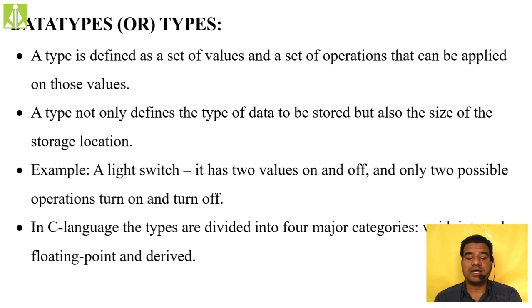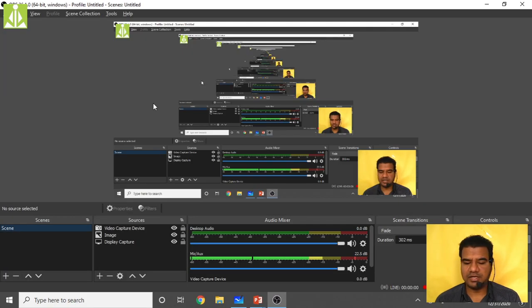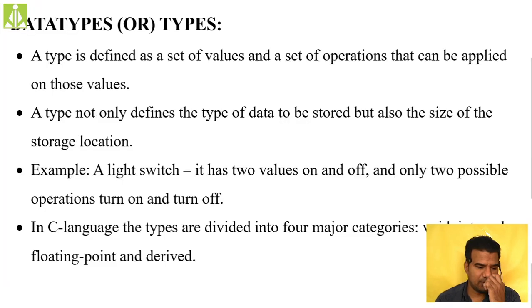So next, I have already told you so many things about these types. Now we see the actual categorization, how these types are categorized in our C programming. That we have to see now. So quickly go here.